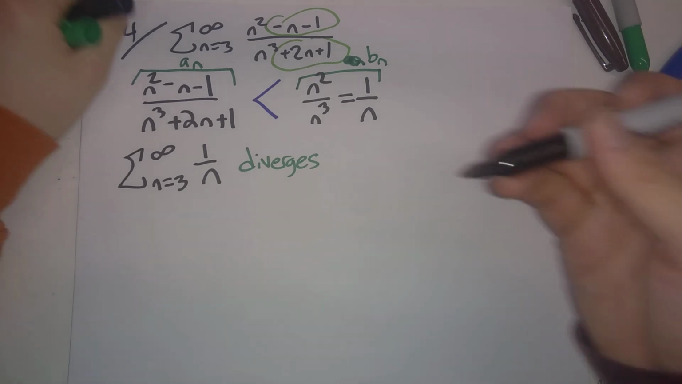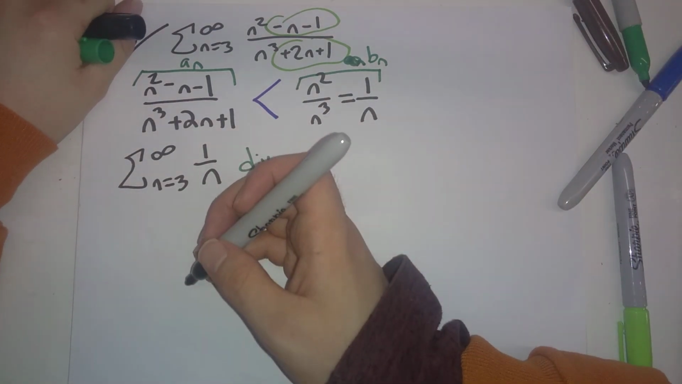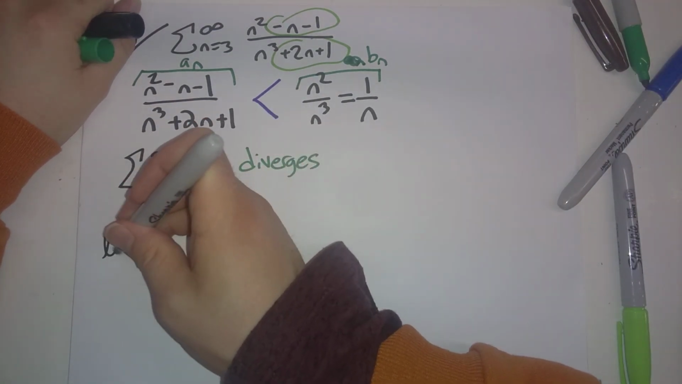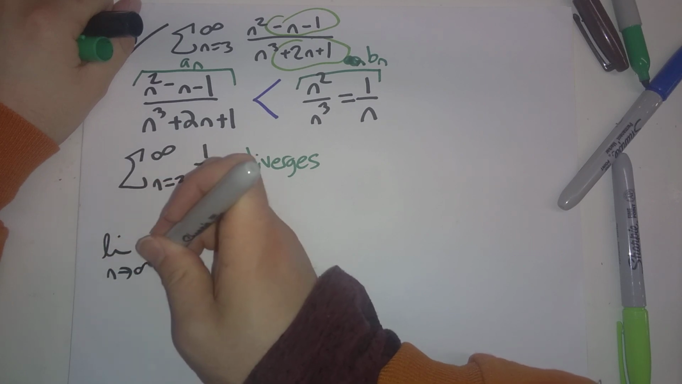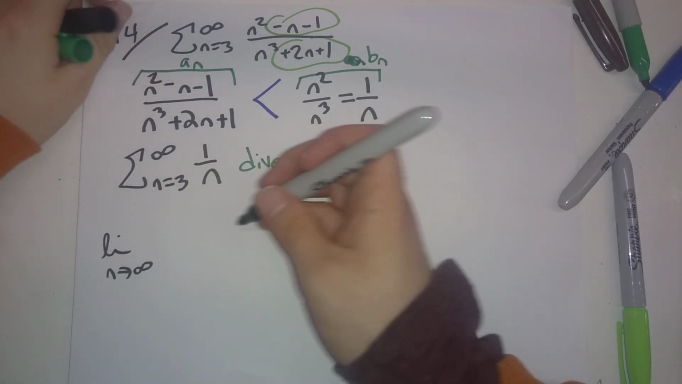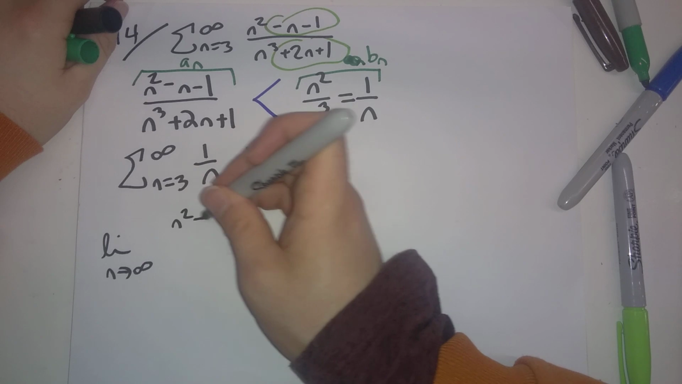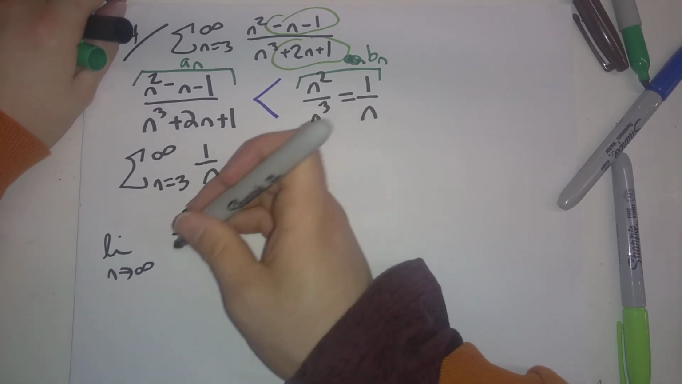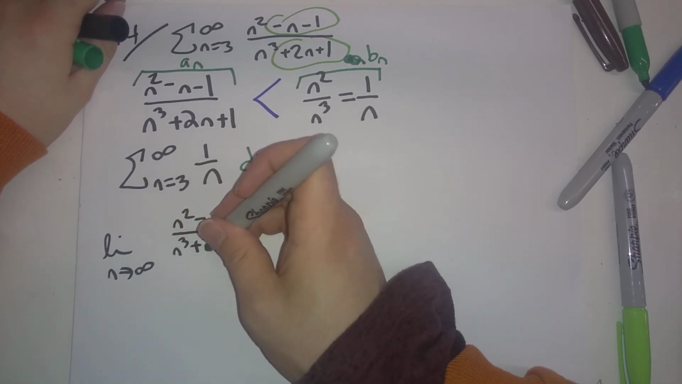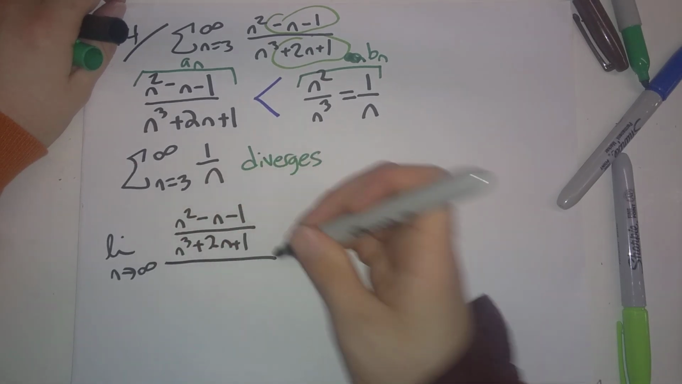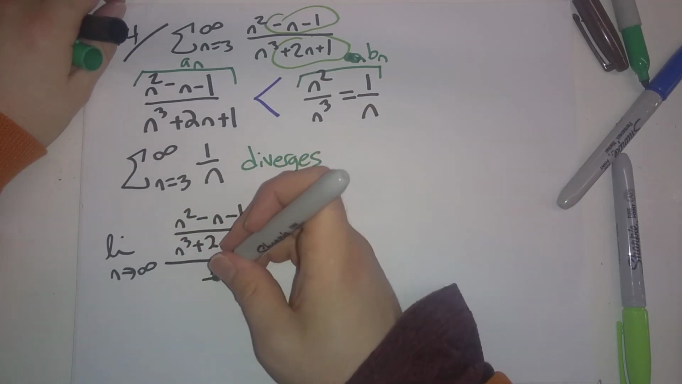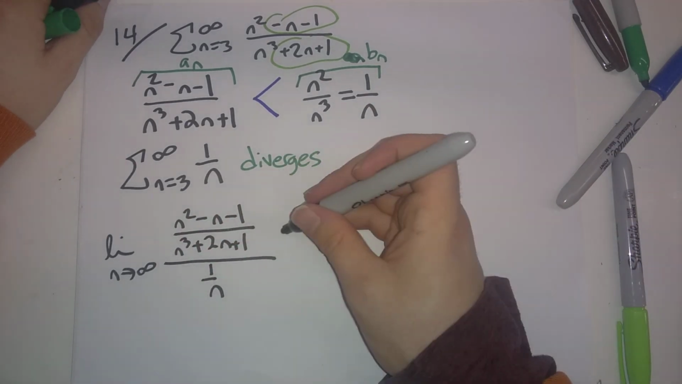Okay, so we want to calculate for the limit comparison test. We want to calculate the limit as n goes to infinity of a sub n, that's n squared minus n minus 1, divided by n cubed plus 2n plus 1, all of that divided by b sub n. I'll just write the 1 over n version here.